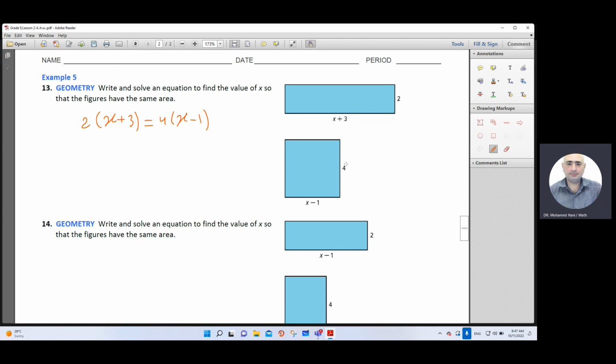Stop talking, please, and listen to me. What is the area of the rectangle? Length times width. So this is length, and this is width. And here the same idea, length, and here width. Because the question said the same area. What does the same area mean? Equal between the areas.